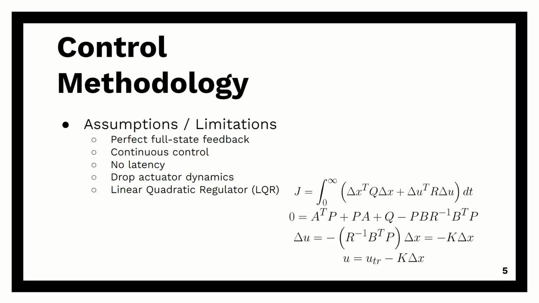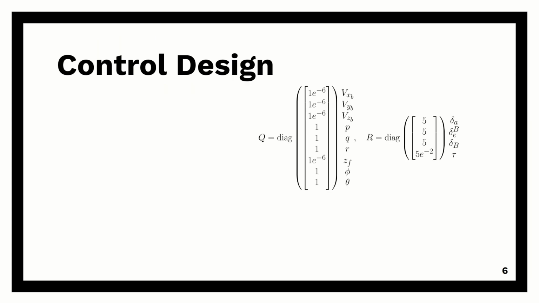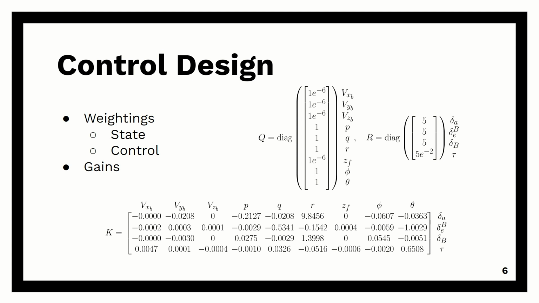Now, we've talked a little bit about the control methodology. Let's talk a little bit about the control design. In other words, the actual weightings, et cetera, that we used. So we use these weightings on the state and the control. And if we use these weightings with the linearized system, we get these gains. And I'll talk a little bit to that.